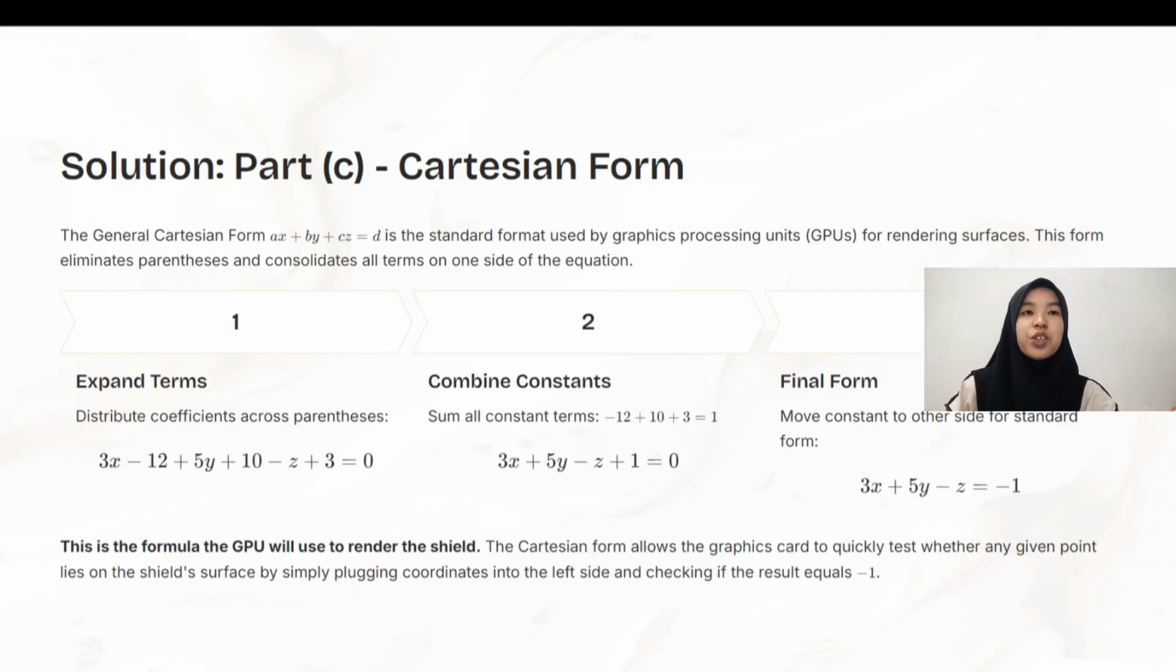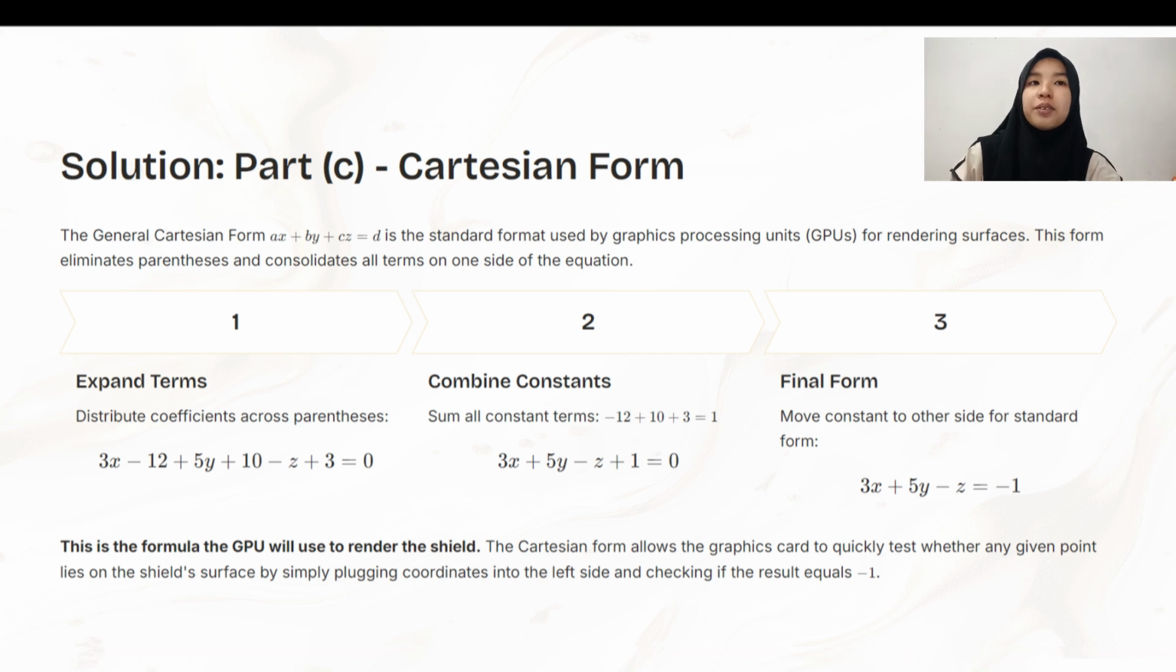Okay, next we move to the solution of part C. We convert the answer from part B into the Cartesian form, which means from scalar equation into Cartesian equation. The general Cartesian form is ax plus by plus cz equal to d. It's used by graphics processing units, GPUs, for rendering surfaces. This form eliminates parentheses and consolidates all terms on one side of the equation.